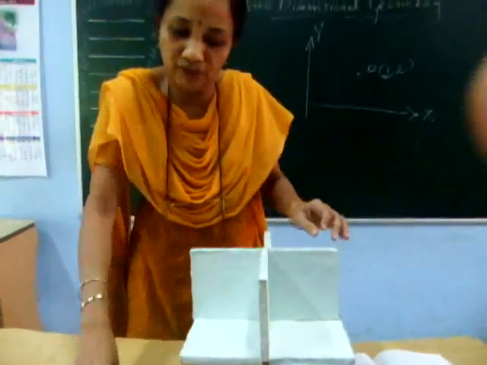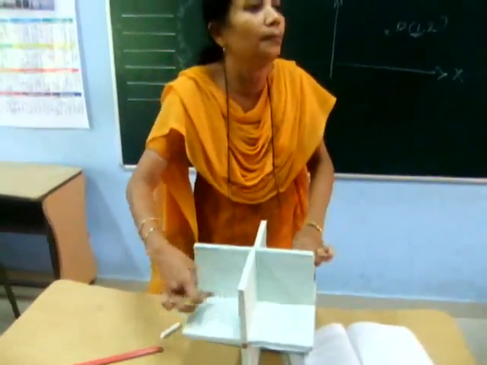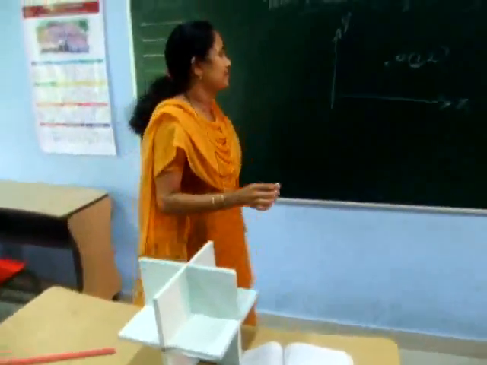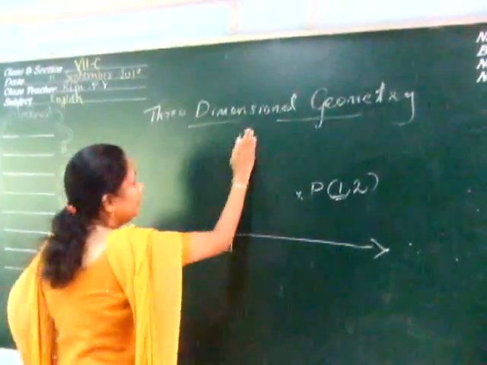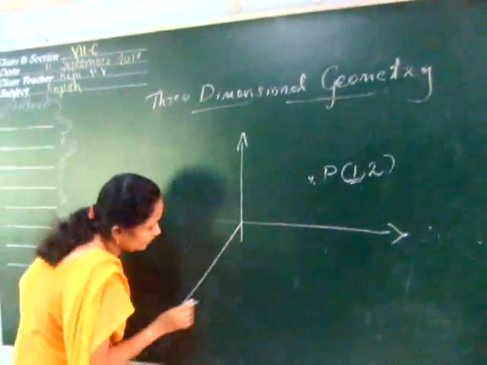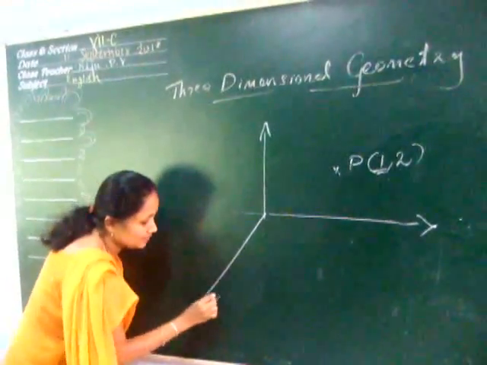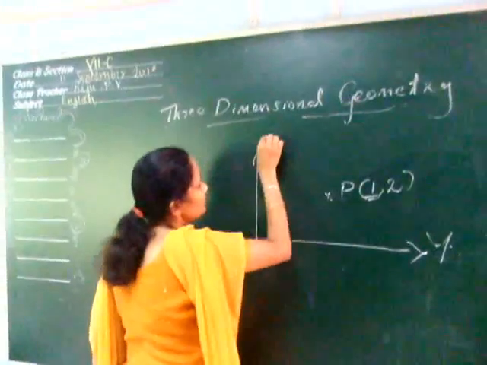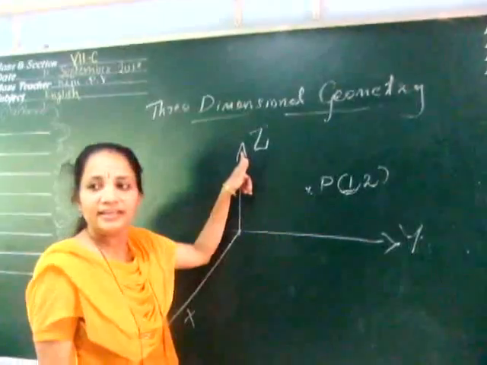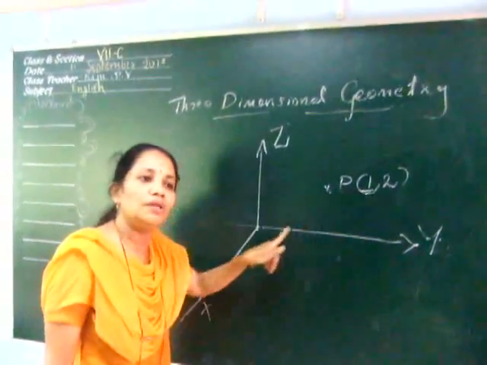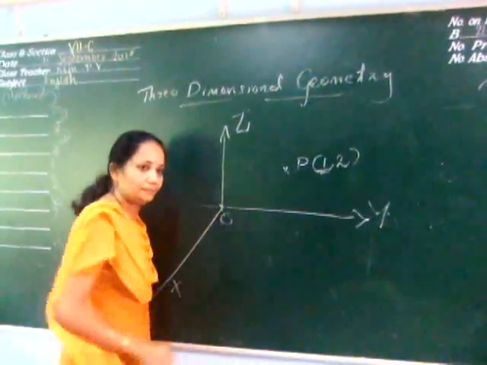And when the three mutually perpendicular planes intersect, we get three mutually perpendicular lines called the x-axis, y-axis and z-axis. Normally it's not possible to draw this in a plane. So this is considered as the x-axis, this is considered as the y-axis, this is considered as the z-axis. But please remember, the x-axis, y-axis and the z-axis are three mutually perpendicular lines. The point of intersection is called the origin.